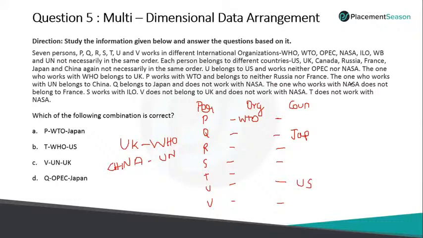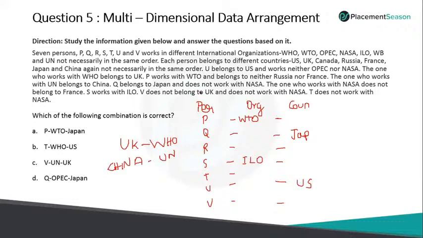The one who works with NASA does not belong to France, which is also given. Q also does not work with NASA, U also does not work with NASA. So we have many conditions with NASA. S works with ILO, so S is ILO, which is also definite. We'll fix all the definite ones, then we'll see the remaining conditions.